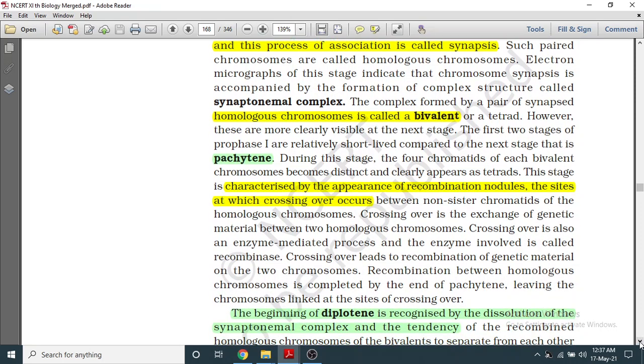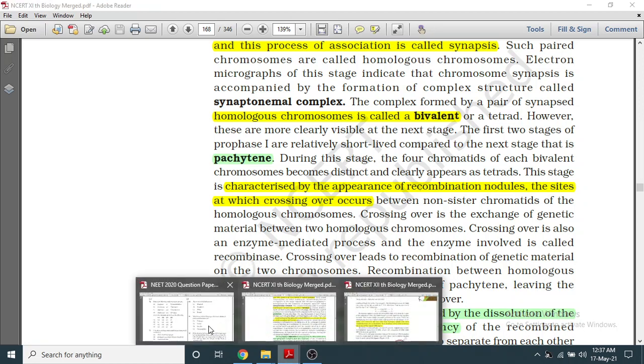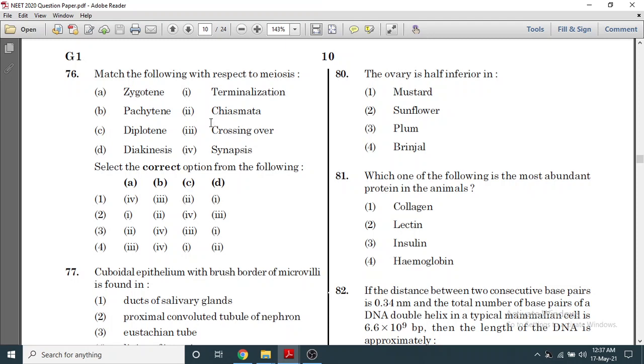Crossing over is an exchange of genetic material between two homologous chromosomes. Crossing over is also an enzyme mediated process and the enzyme involved is called recombinase. So this will match with crossing over.